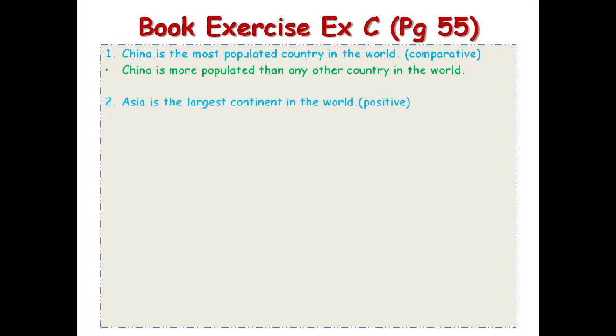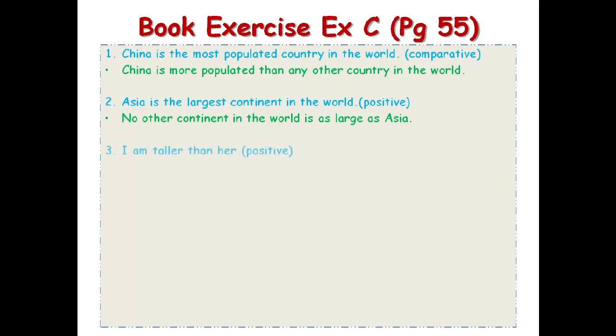Asia is the largest continent in the world. Now you have to change it to positive degree. Now largest is the word here. It is in the superlative degree. Positive degree of largest is large. So I can say no other continent in the world is as large as Asia. This means what? That Asia is still the largest. This is how you have to make sure that the meaning does not change.